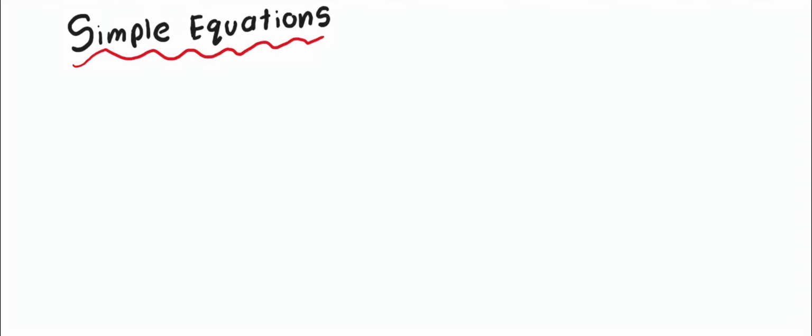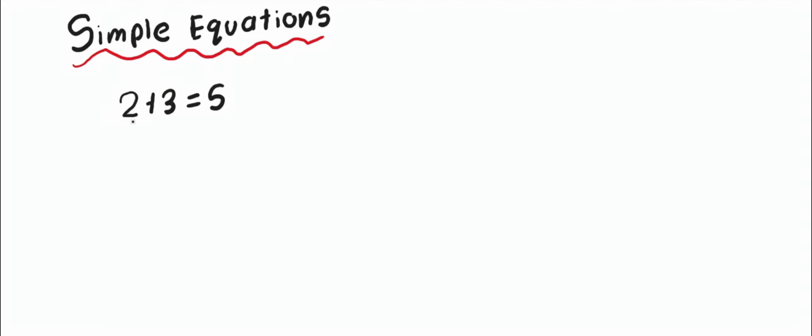An equation is a math sentence that shows two sides are equal. That is the definition. I will teach you this with an example. For example, 2 plus 3 equals 5. This is an equation. Actually, this is a math sentence that shows two sides are equal.